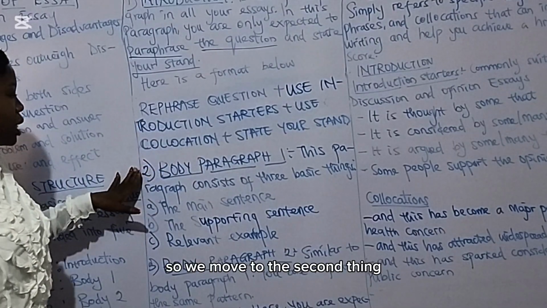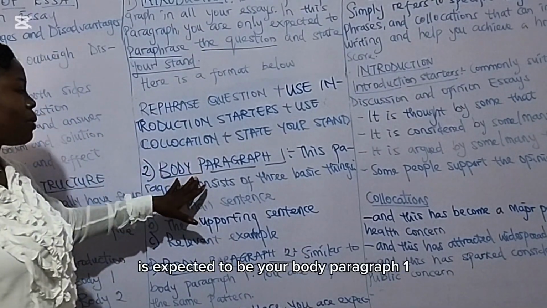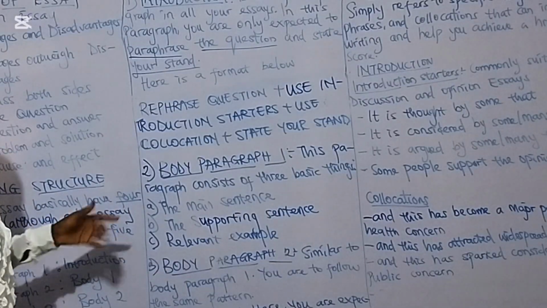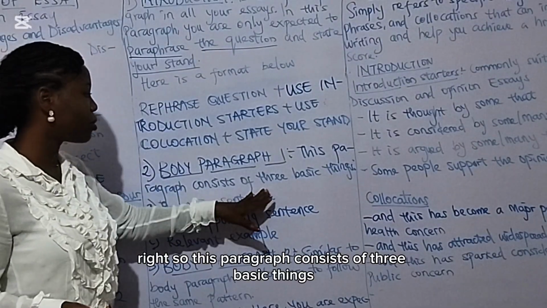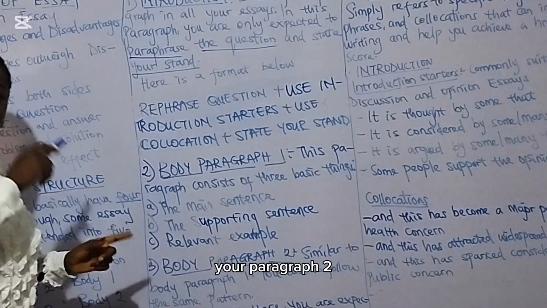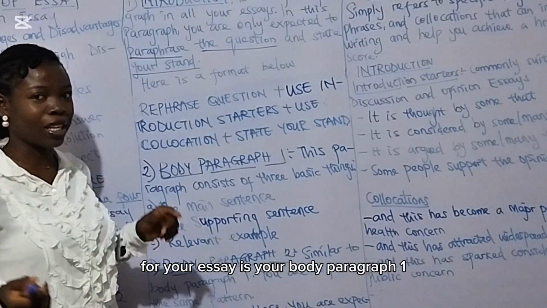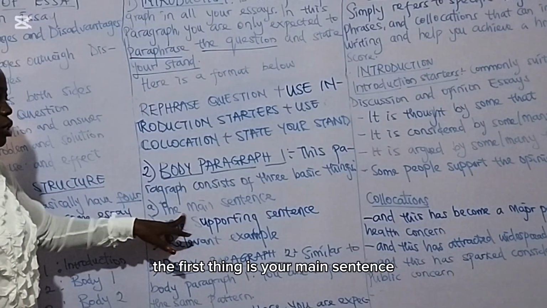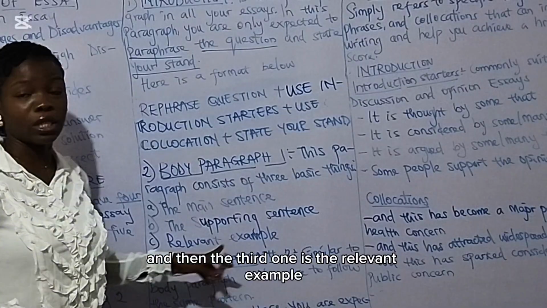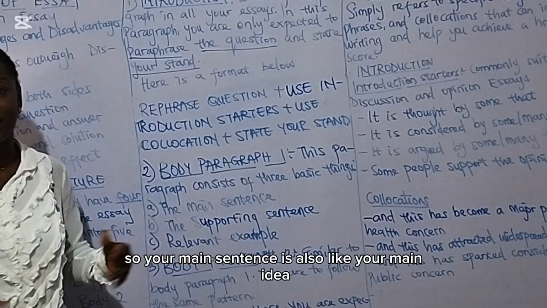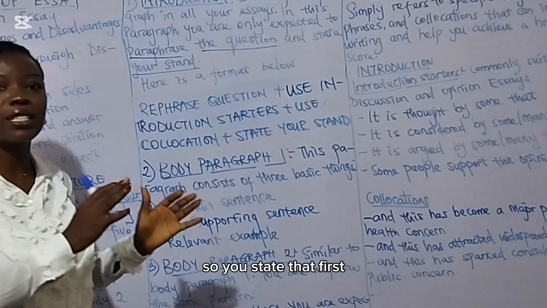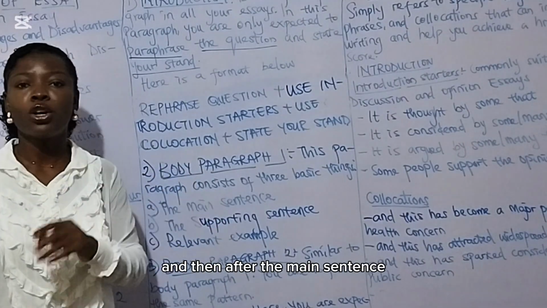So we move to the second thing. Your paragraph 2 is expected to be your body paragraph 1. Now this is where you start the main work, right? So this paragraph consists of 3 basic things, okay. Your paragraph 2 for your essay is your body paragraph 1, and it consists of 3 basic things. The first thing is your main sentence, the second one is your supporting sentence, and the third one is the relevant example. So your main sentence is also like your main idea, your topic sentence, okay. So you state that first, and then after the main sentence you put a full stop.